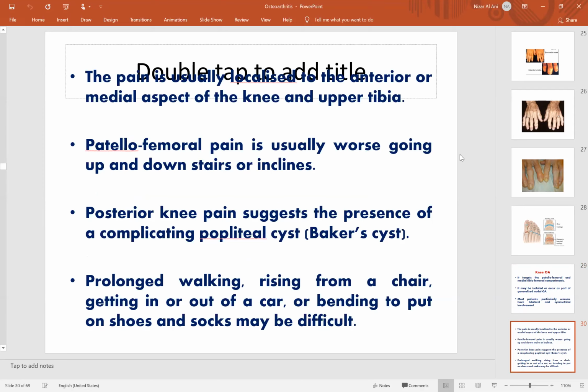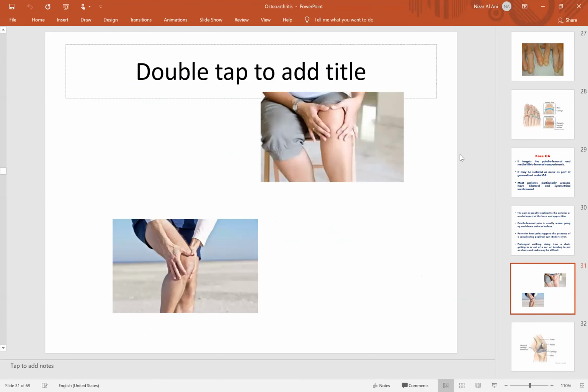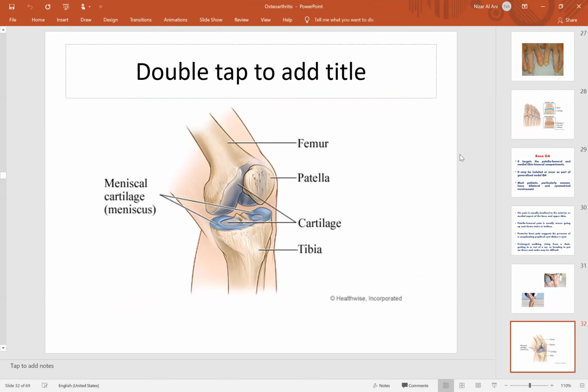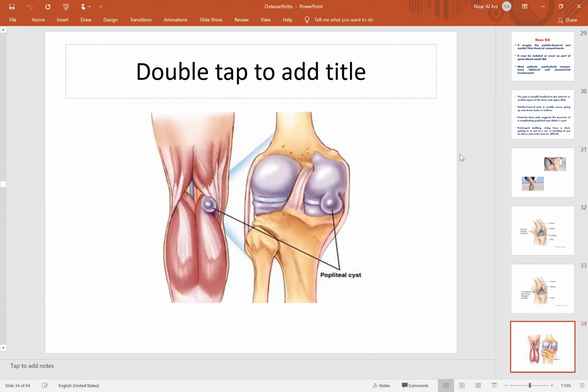Also, patellofemoral pain is usually worse going up and down stairs or inclines. Sometimes there is posterior knee pain, which suggests the presence of a popliteal cyst, or what's called Baker's cyst. Prolonged walking, rising from a chair, getting in or out of a car, and bending to put on shoes and socks may be difficult. This is the popliteal cyst. It can be examined posteriorly in the popliteal fossa, the medial aspect.